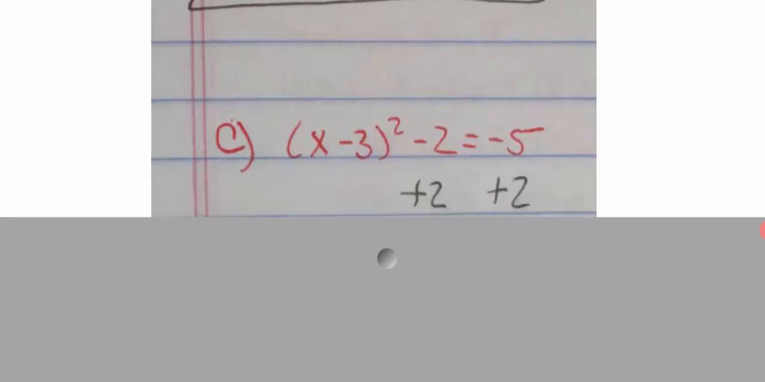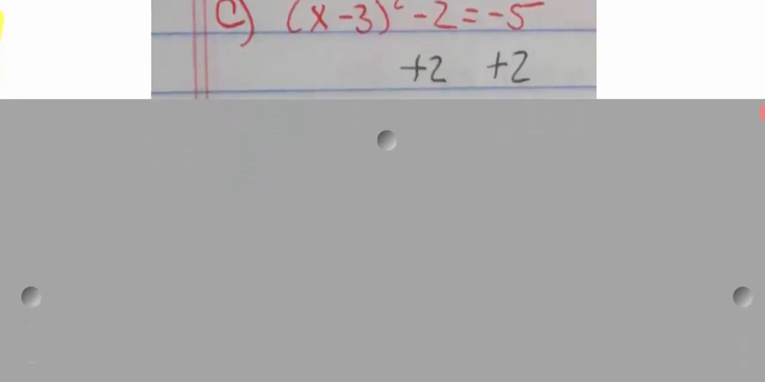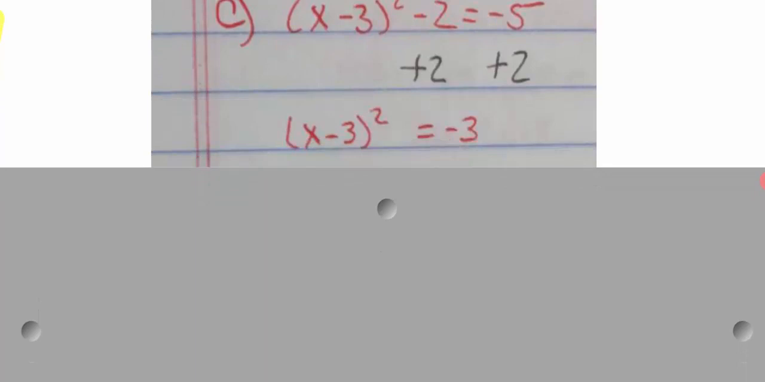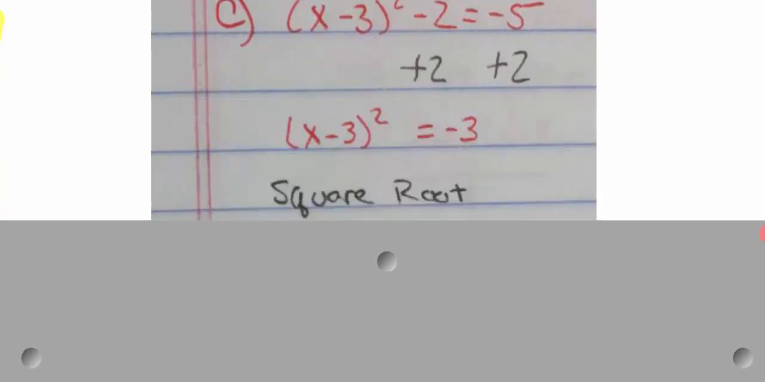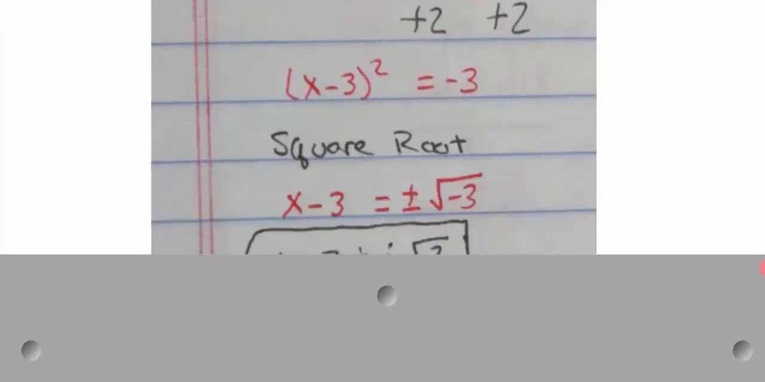All right, so this is solving a quadratic. So we want to get the square term by itself. So we're going to add 2 to both sides. And now we can take the square root of both sides. So, well, at this point, we're going to run into an issue here.